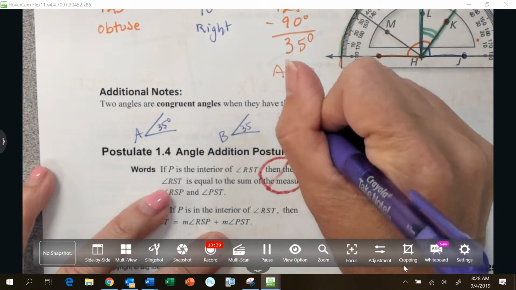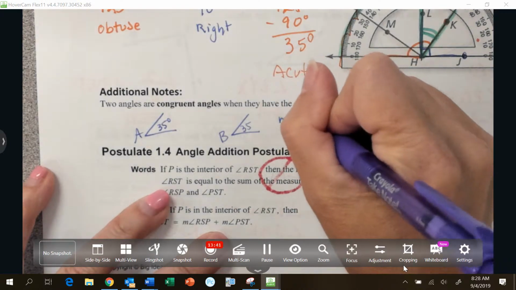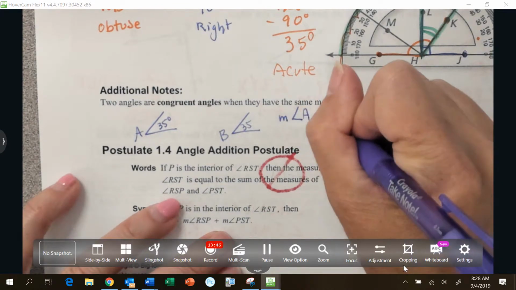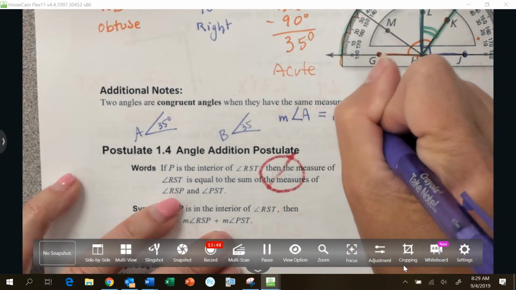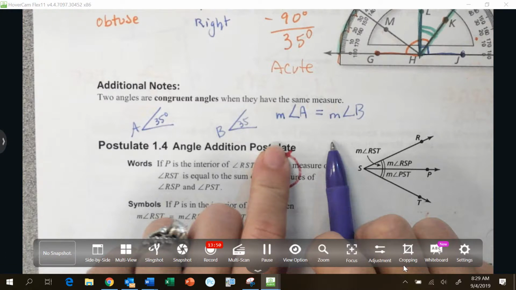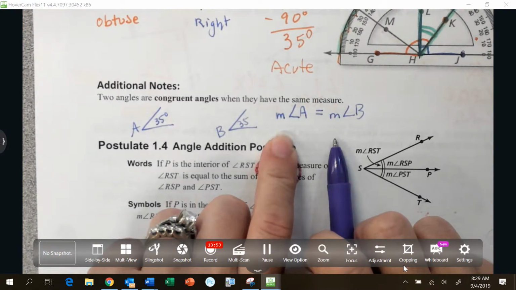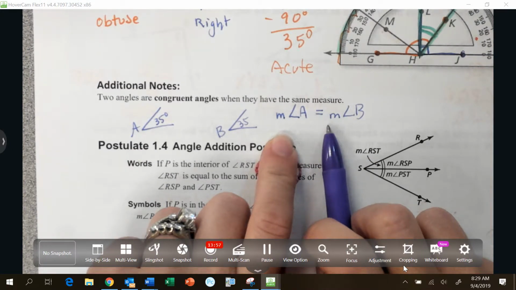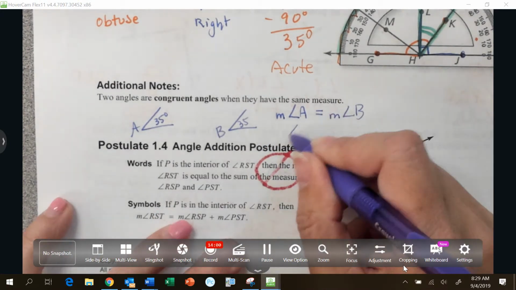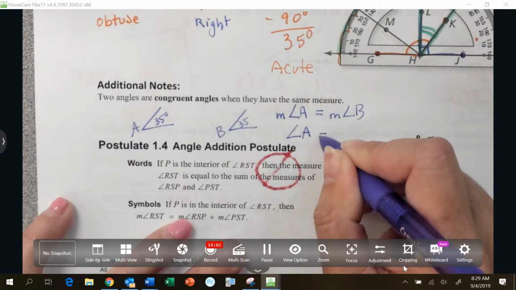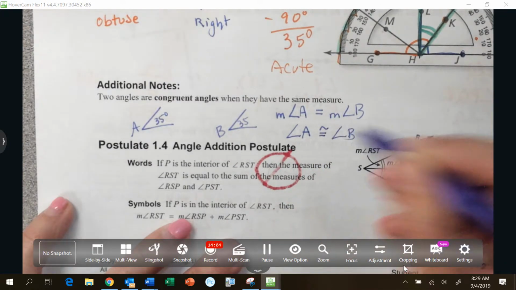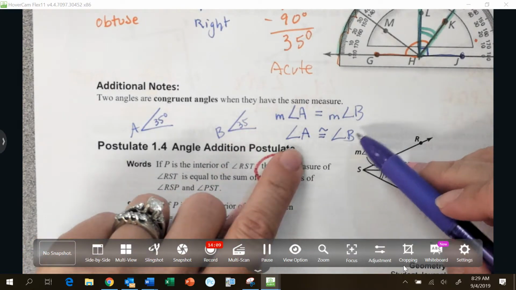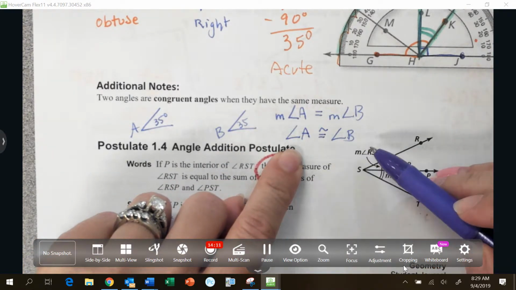Little m, angle A. I'm sorry, this isn't congruent. This is equal. To say they're equal, you use a little m to say the measurement of angle A and a little m for the measurement of angle B, and you can say that they're equal. And if they're equal, then you can say the angle itself is congruent to angle B. So the measurement of angle A equals the measurement of angle B, therefore angle A is congruent to angle B.